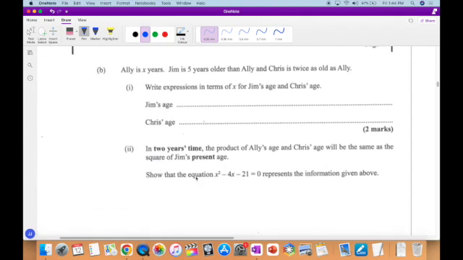Ali is X years. Jim is 5 years older than Ali. Okay, so let me just say Ali is X years, right? Jim is 5 years older than Ali, so X plus 5. And Chris is twice as old as Ali, so Chris is 2 times Ali's age. Write an expression in terms of X for Jim's age and Chris's age. Well, Jim's age here is X plus 5. Chris's age here is 2X.